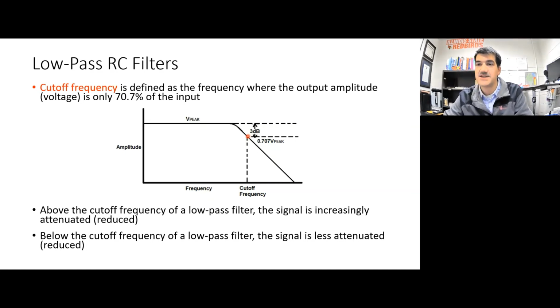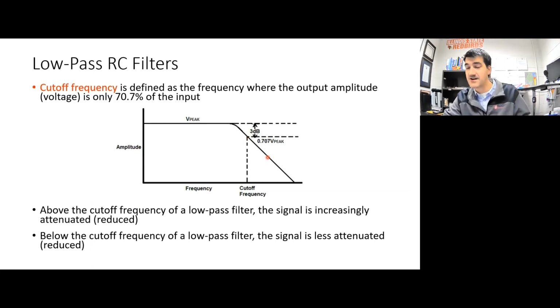70.7% of the input voltage. So if this is the cutoff frequency, the amplitude in voltage, the amplitude of this signal right here at this frequency is equal to 70.7% of the original signal's voltage. All right, so 70.7% is the cutoff. It's defined as the frequency where the output voltage is only 70.7% of the input voltage.